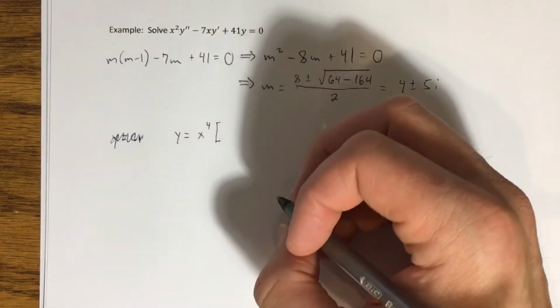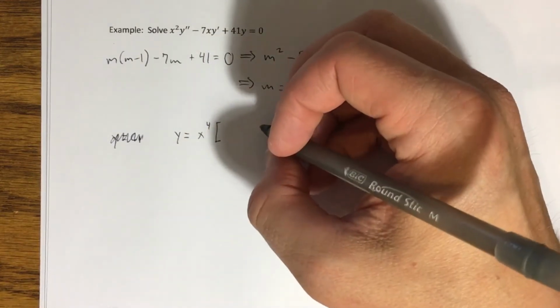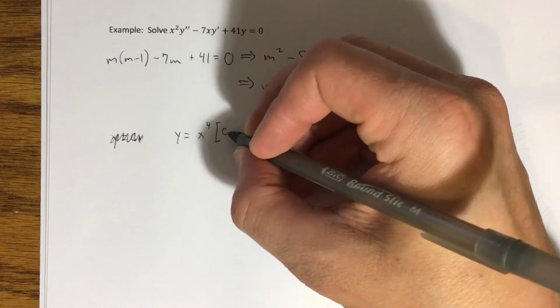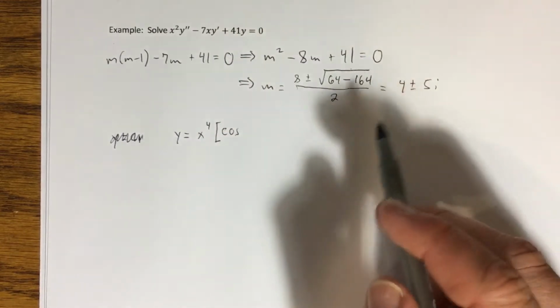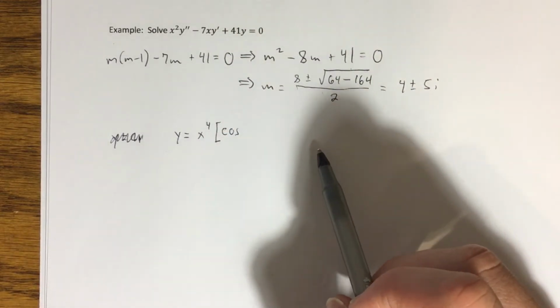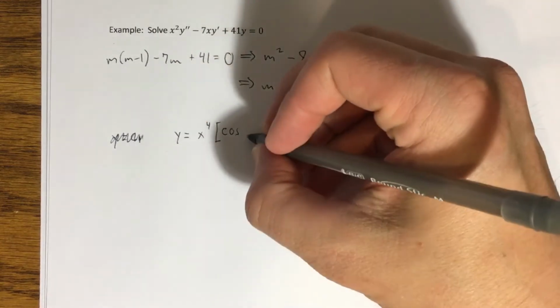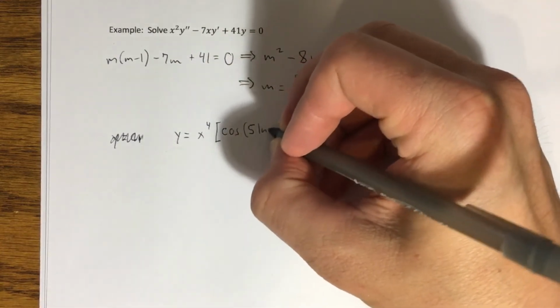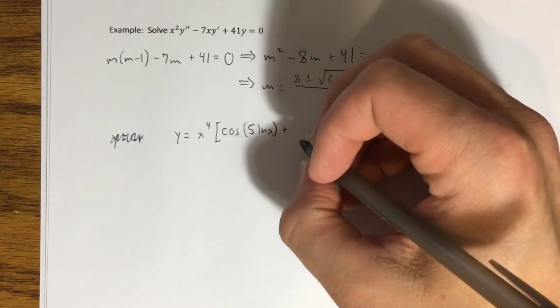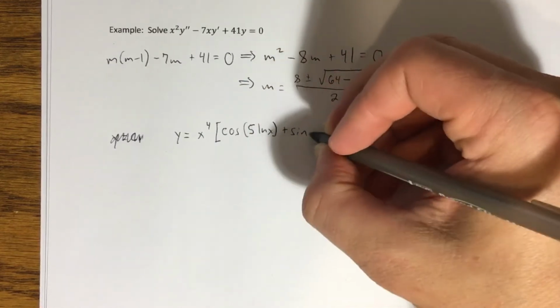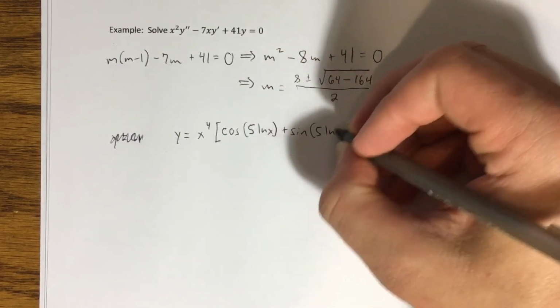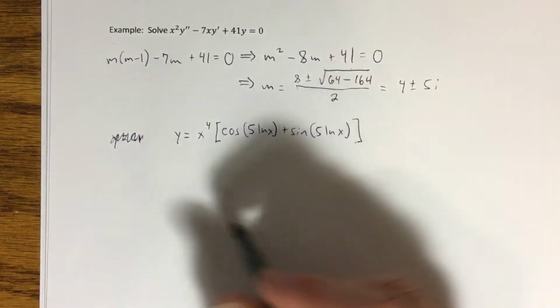x to the 4th, cosine of b natural log of x. So b is 5, natural log of x, plus sine 5 natural log of x. And that's it.